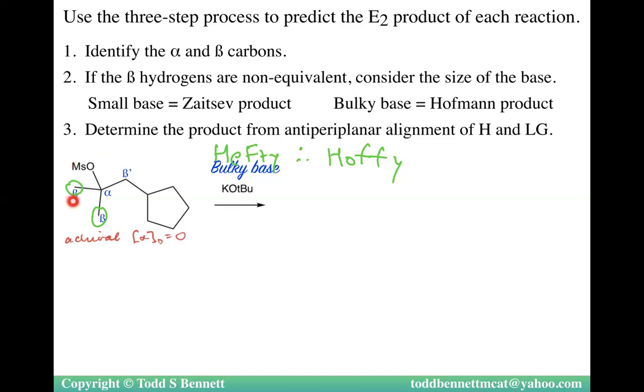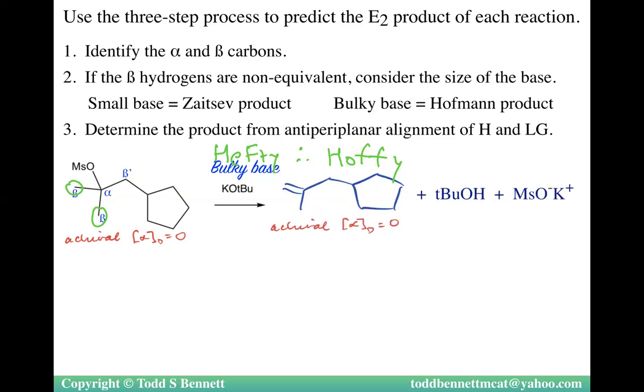And just to verify it, achiral, nil chiral center. In the end, you still have no chirality. Not that if you went here, you'd have any chirality as well. But sometimes it's good to monitor that. These side products are T-butanol, and then this K is the leaving group. So the K here is going to bind with the mesylate group.